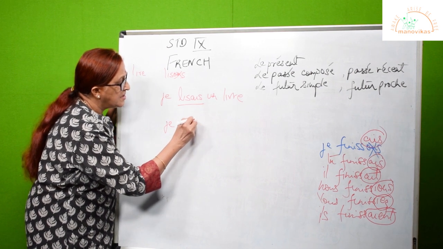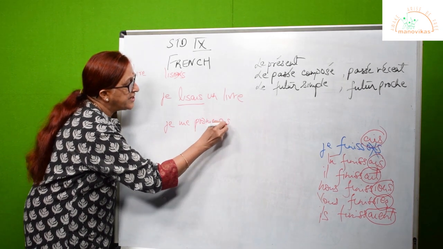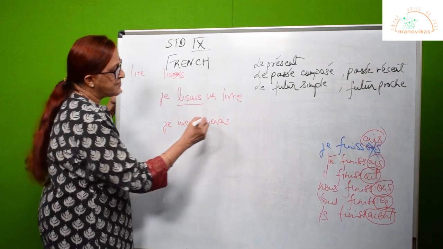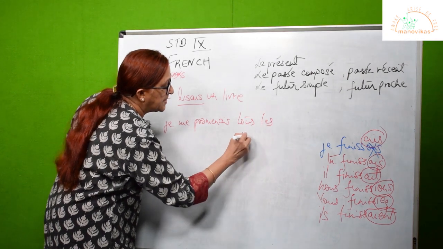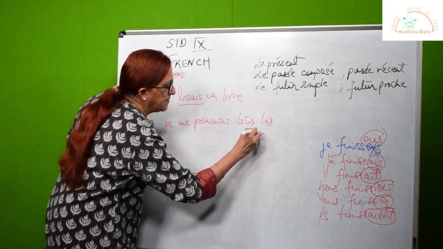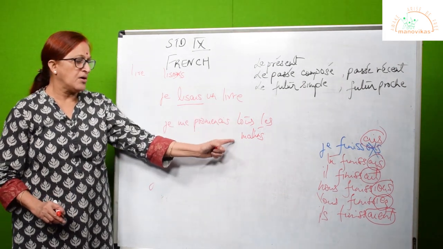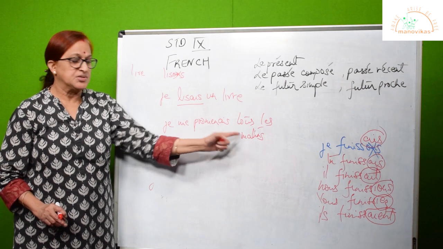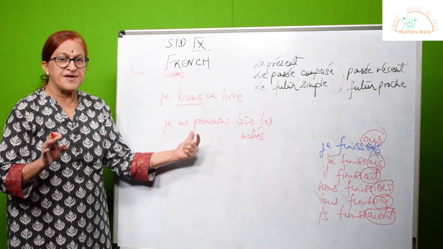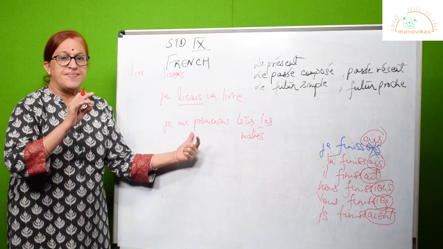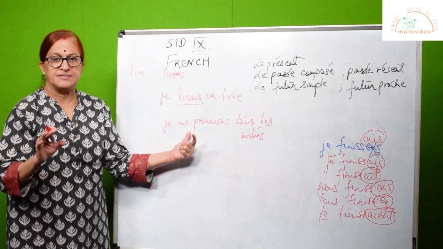Or for example, je me promenais. What is promener? Is to take a walk. Je me promenais tous les matins means what? Tous les matins. Je me promenais tous les matins means I used to take a walk every morning. So here I am talking about my habit. So the use of imperfect in two cases: when the action is continuous in the past and when the action happens to be a habit.